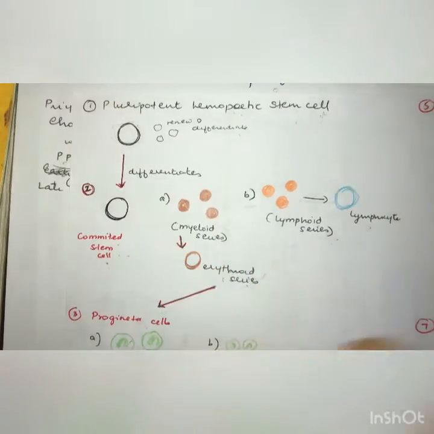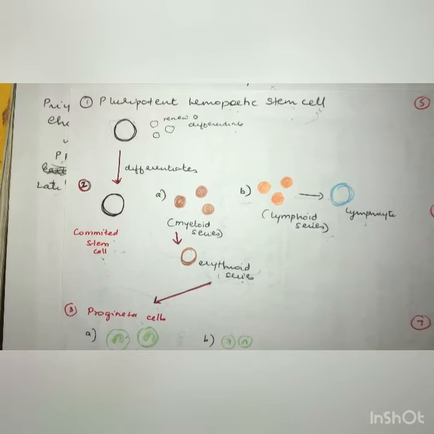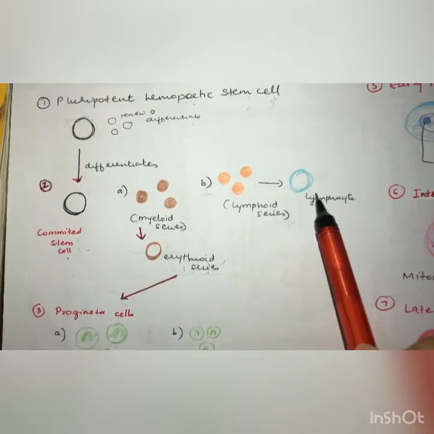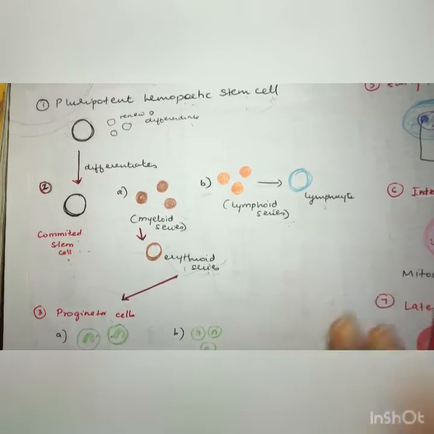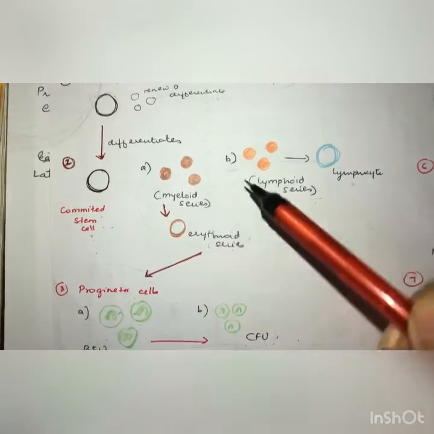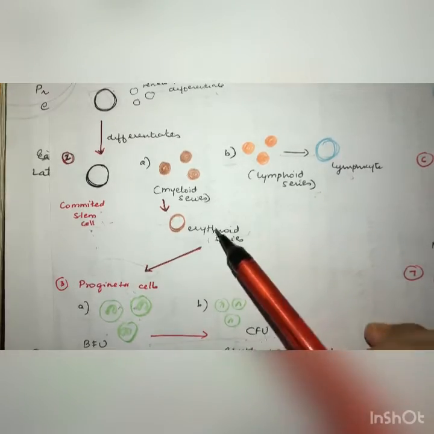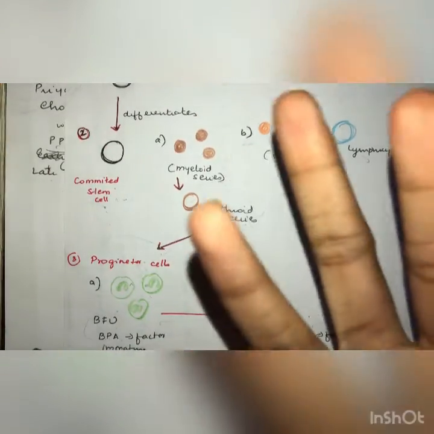There are two types: myeloid series and lymphoid series. The lymphoid series is not of that importance because it gives rise to the lymphocyte. From the name itself, lymphoid series, lymphocyte. The myeloid series gives rise to the erythroid series. The erythroid series then gives rise to the progenitor cell, which is step 3.